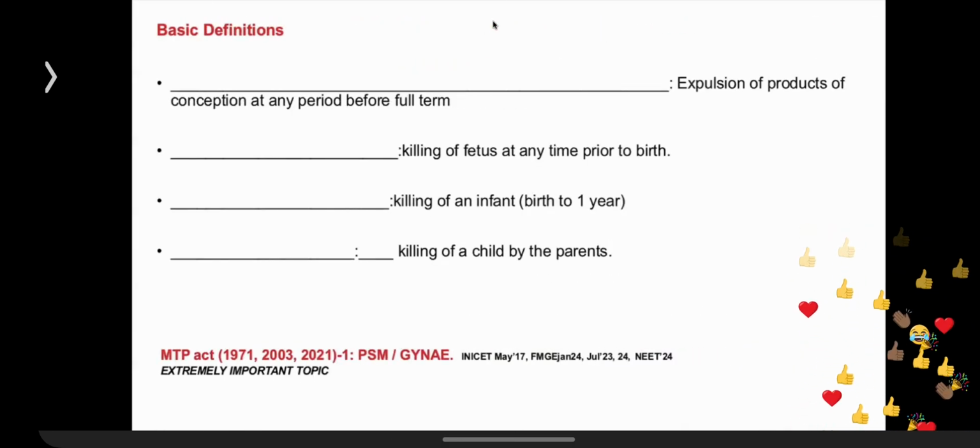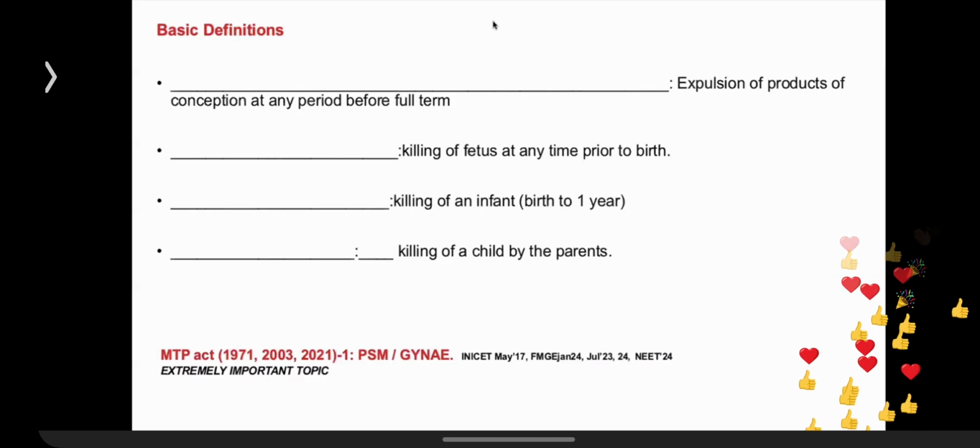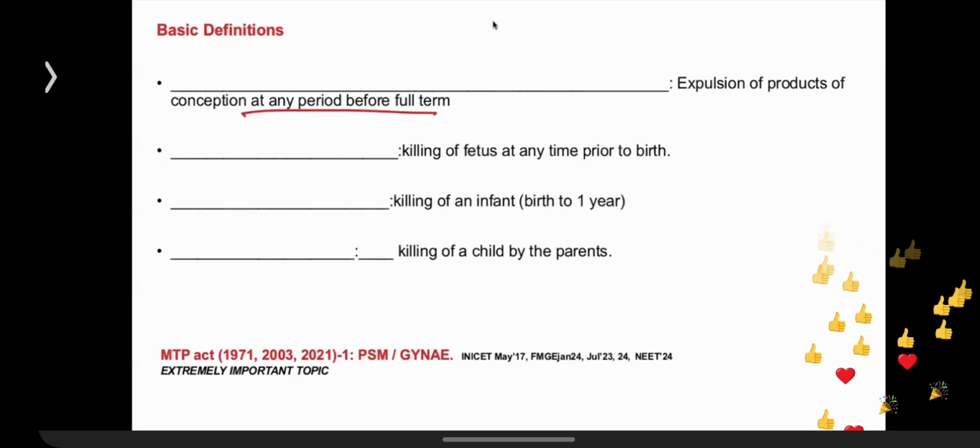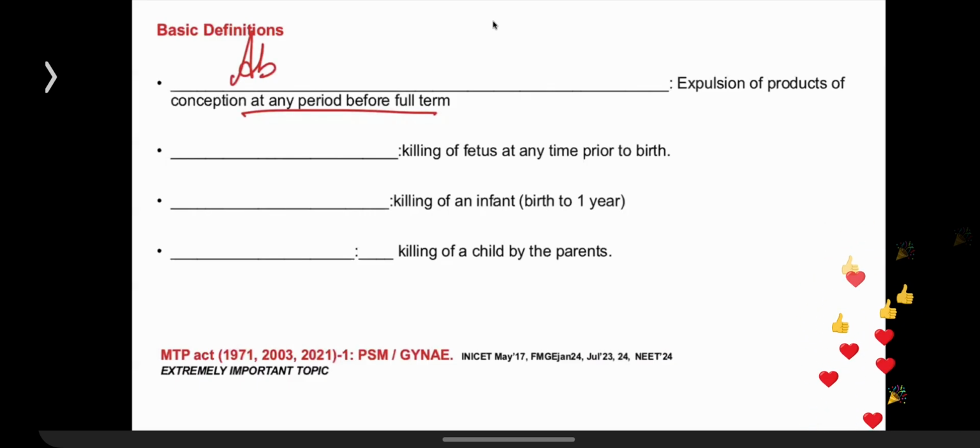Abortion. Expulsion of pregnancy conception at any time before full term is called abortion. So this is the legal definition. The medical definition may be before 20 weeks, 28 weeks. So legal definition is any time before full term.